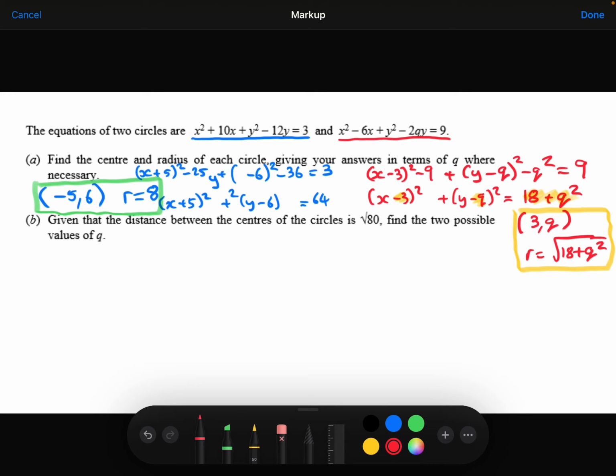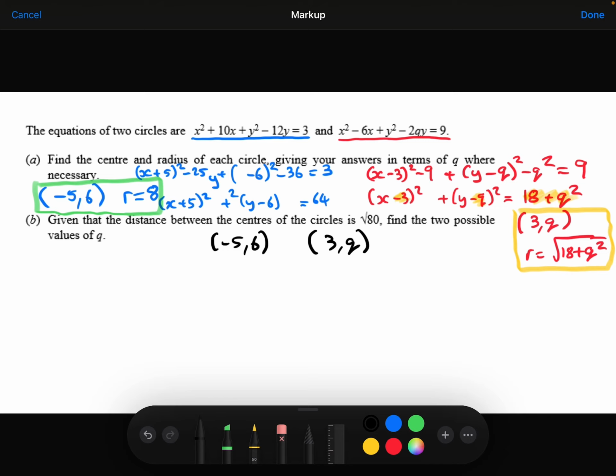Part B. Given that the distance between the centres of the circles is root 80, find two possible values of q. So the distance between minus 5, 6 and 3, q is root 80.